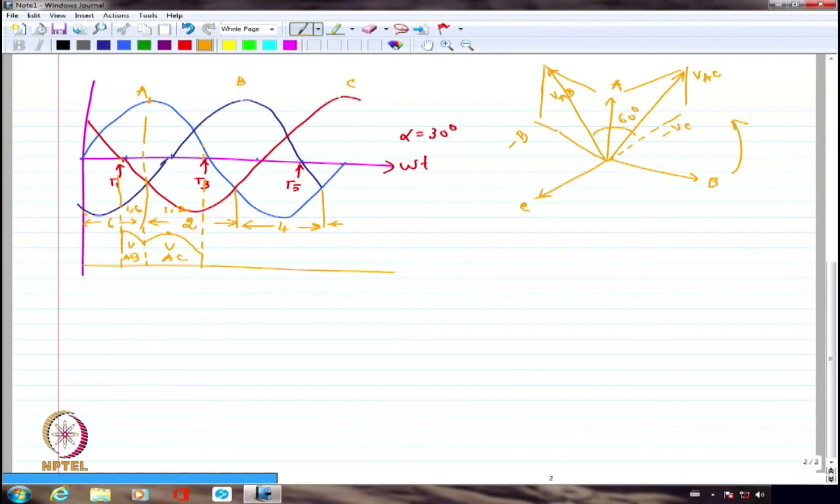Now again, the next one what I will have is, this is 3 and 2. So that will be VBC. So it will be a repetition again. So I'm going to have something like this. Then I'm going to have until here, right? 3 and 4 for this duration.